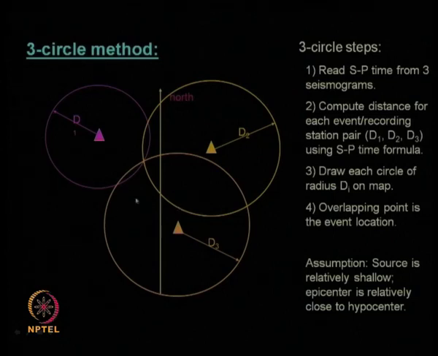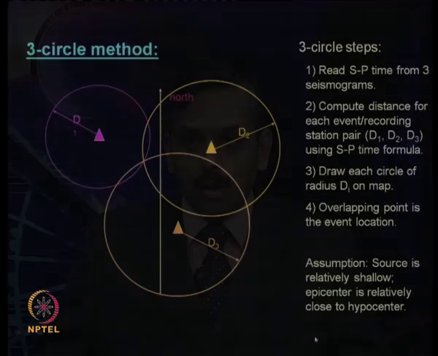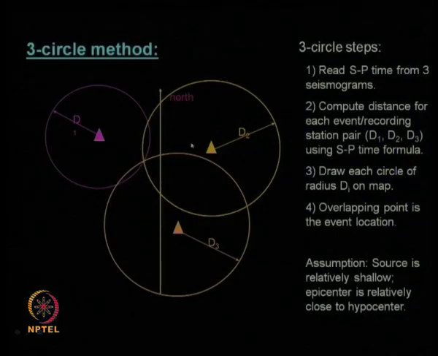Now, one question. So, the limitation you have understood about this method is that it has to be a shallow earthquake. If it is an intermediate or deep earthquake, the 3 circle method has to be used very cautiously, because that calculation of d using VS or VP of 3 kilometer per second and 6 kilometer per second may not be valid in that case. And also, if it is not converging to a particular point, we can use more circles. So, the minimum is 3, but more circles may give us a better result.